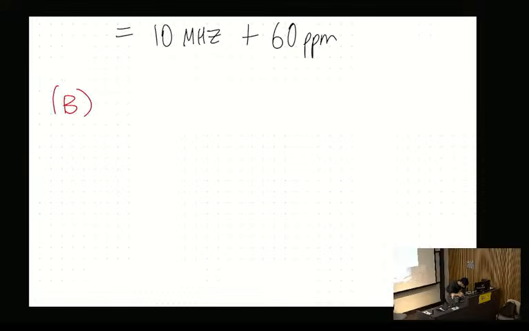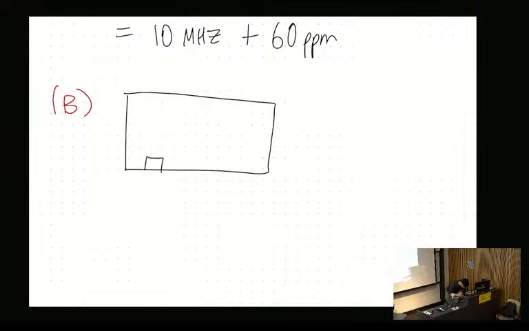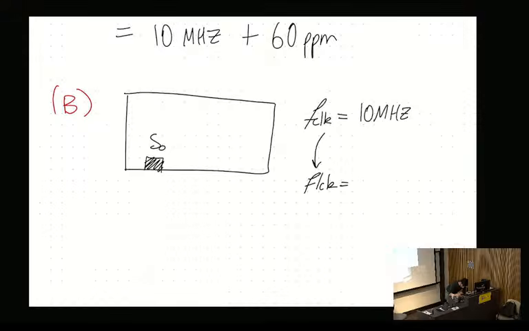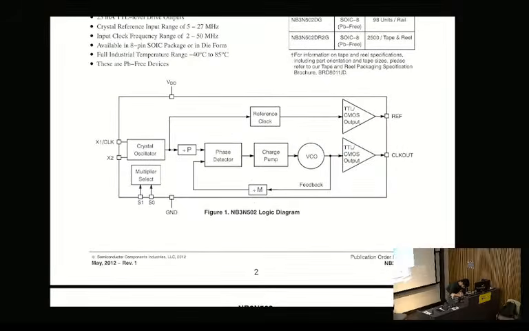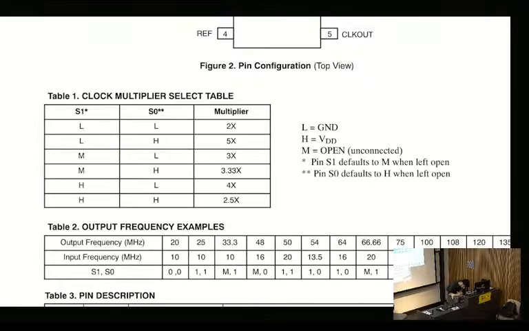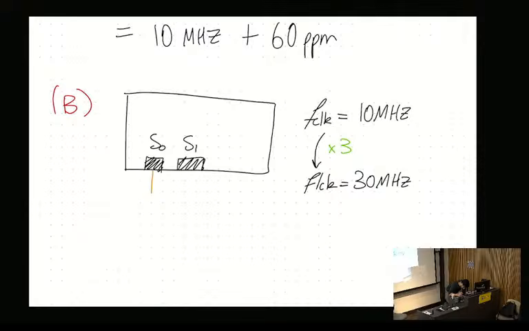If I go back, I have my oscillator and then S0. For context, we're going from F clock equals 10 megahertz to F clock equals 30 megahertz, a multiplication of 3. And S1 we set to open. I'm looking at this column here. This one we set to open, and this one we set to ground.